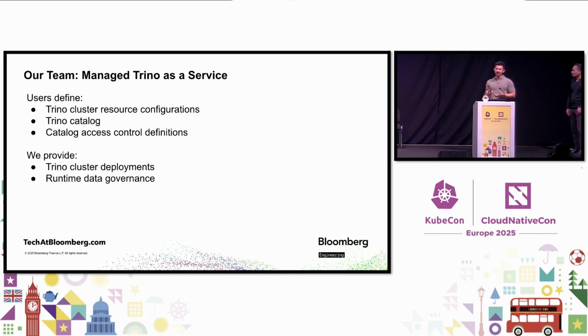On our managed Trino platform, users define Trino cluster resource configurations, like the amount of memory you want to allocate into your specific Trino cluster you're requesting, the Trino catalog definitions that encapsulate the connection properties, the connection details, defining where and how the data is going to be fetched from the data sources you specify in your Trino catalog. And then the catalog access control definitions that define who can have access to what kind of data. And in return, our platform provides two core features.